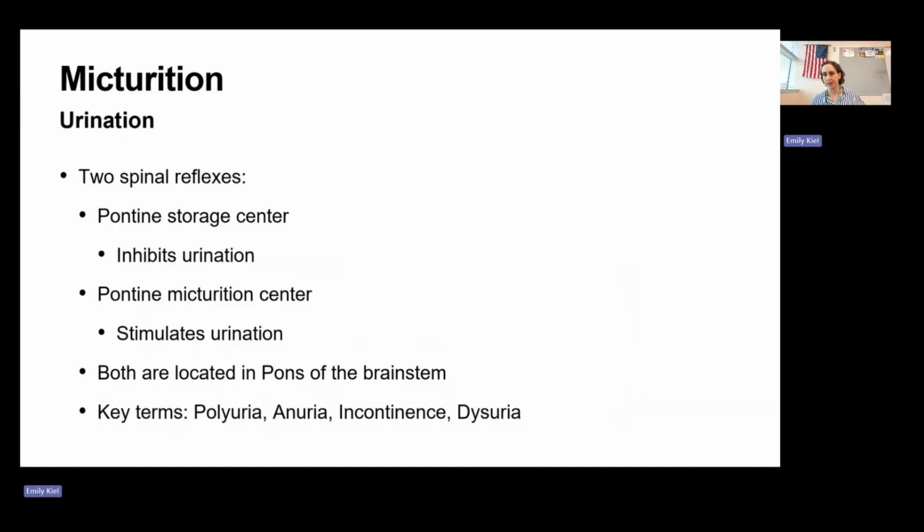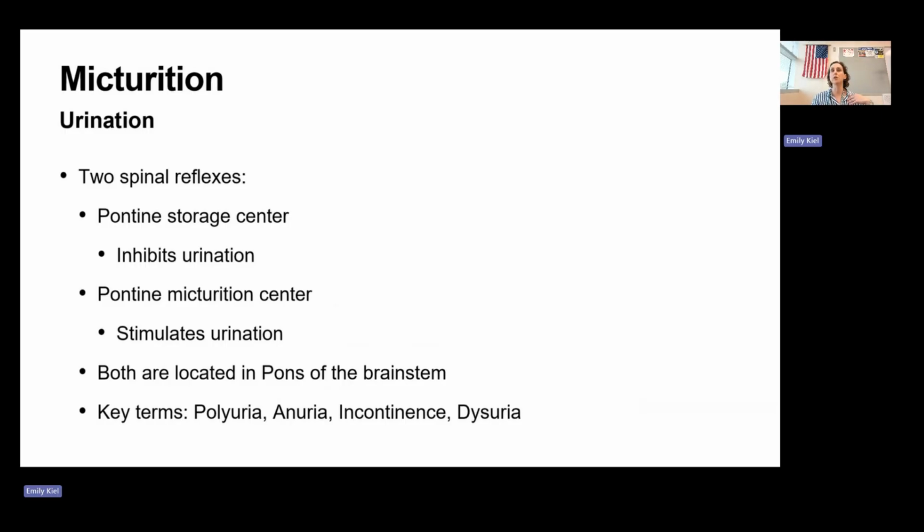So micturition, that is the name for the process of urination, micturition. And there are two spinal reflexes that are involved. So the first is in the pontine storage center, and that's going to inhibit urination. This happens under sympathetic control.